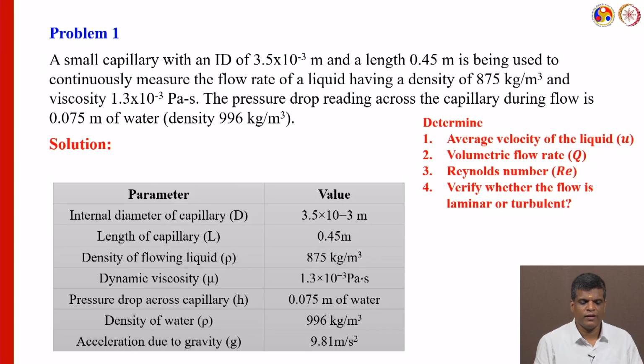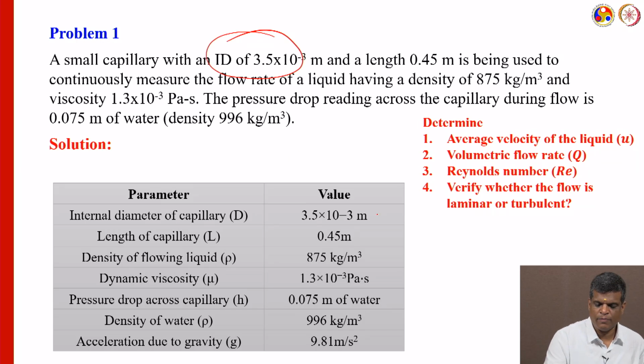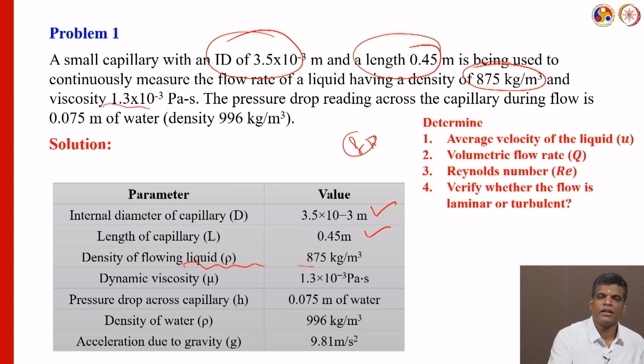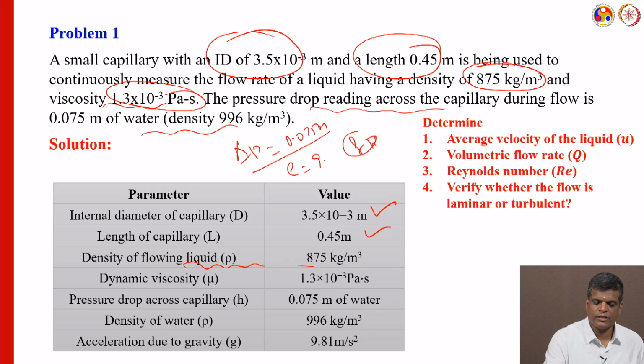This is a small problem to help understand. The internal diameter is 3.5 times 10 to the power minus 3 meter, and the capillary length is 0.45 meter. The density of the flowing fluid is 875 kg per meter cube. The viscosity is 1.3 times 10 to the power minus 3 Pascal second. The pressure drop is 0.075 meter. The density of water is rho equal to 996 kg per meter cube.